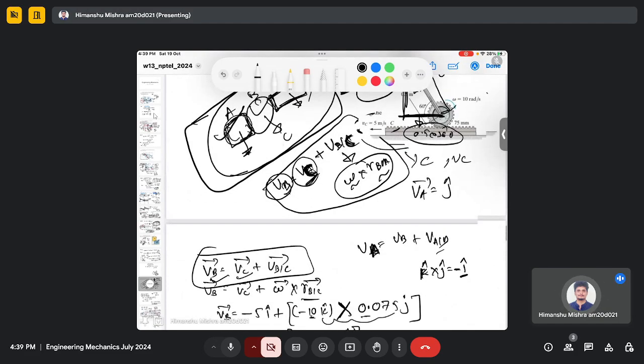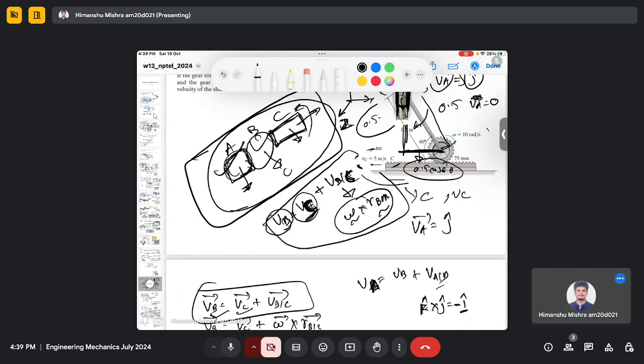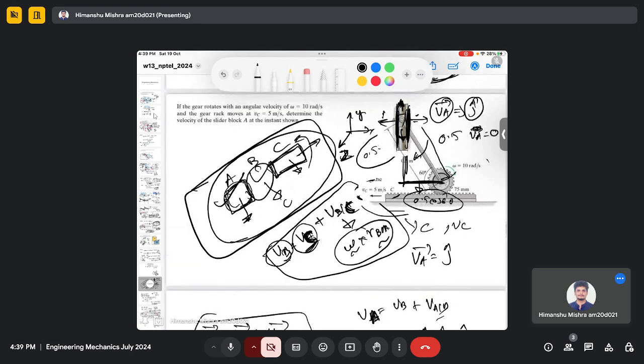So any doubt in this problem? If not, then we can move to the next problem.